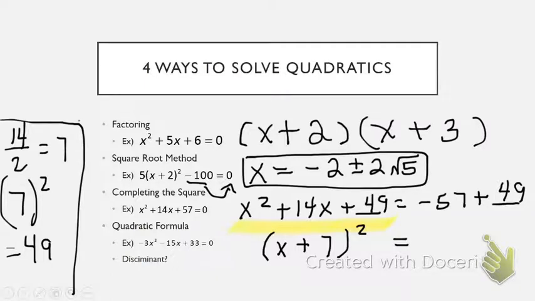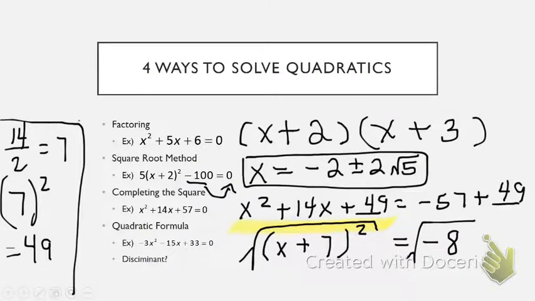49. I have to do it in my head. That gives you -8. I gotta make sure. Sorry, you guys. Yes. Okay. Now, at this point, we're going to take the square root of both sides.